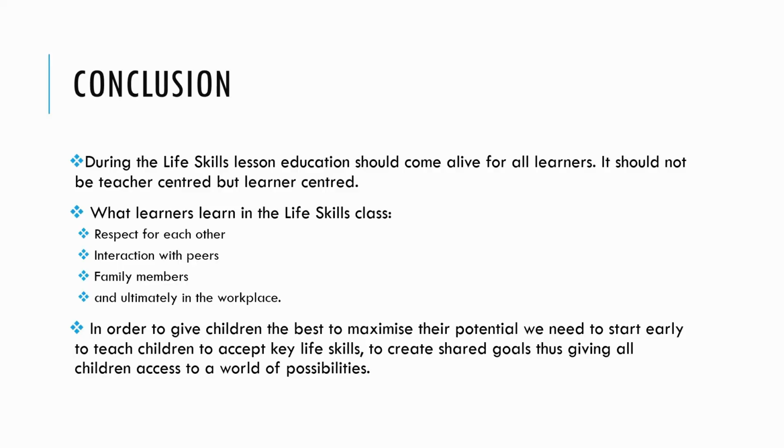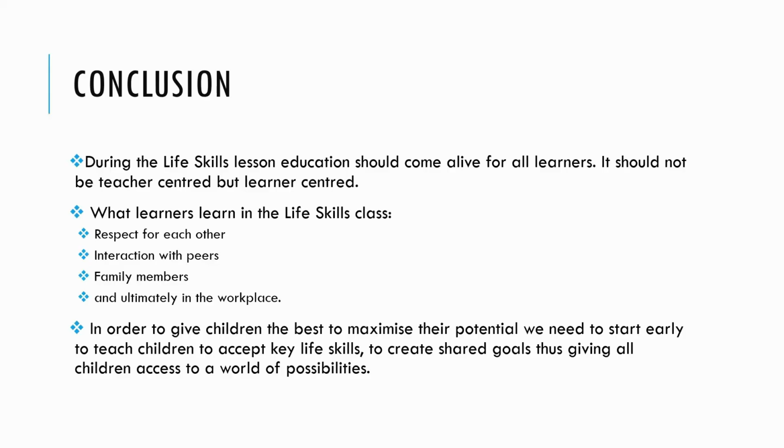So the things that we learn when we go out with life skills: the learner learns to respect others, to respect his or her peers, to respect people in the family. And with all these skills, finally, when they go out into the real world, they will have a good work ethic and do well in the workplace. In order to give children the best, to maximize their potential, we need to start early to teach children to accept key life skills, to create shared goals, thus giving all the children access to a world of possibilities.